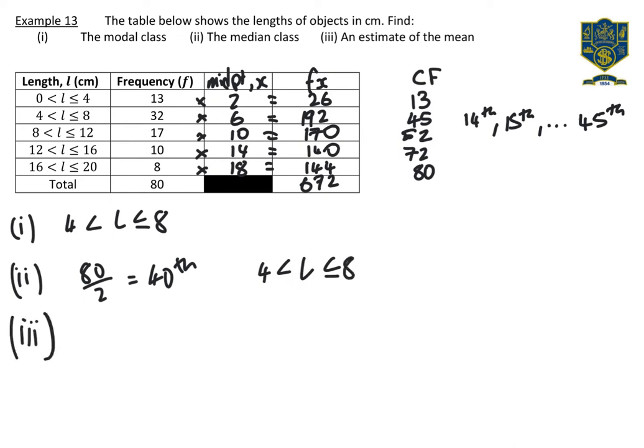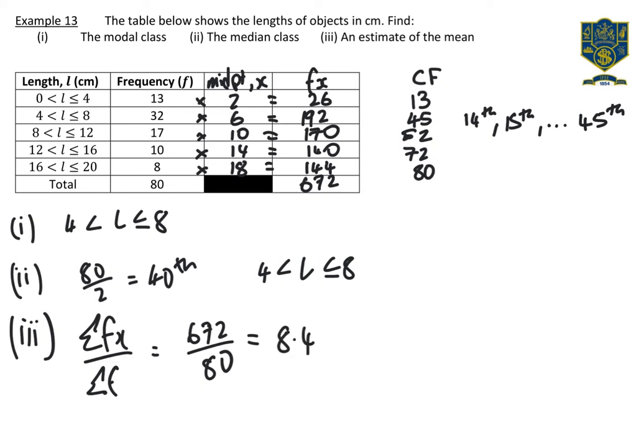Part 3 then, to work out an estimate of the mean, we're going to do the sigma fx divided by sigma f, which is 672 divided by 80, which is 8.4. So the estimate of the mean is 8.4 centimeters.